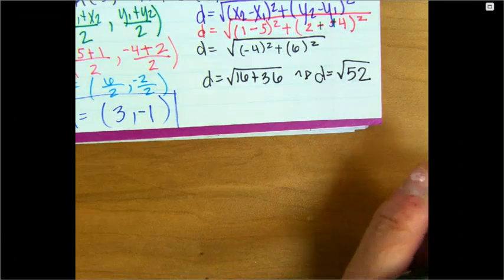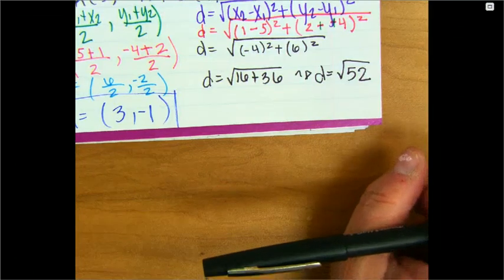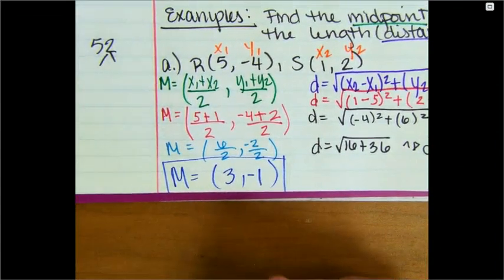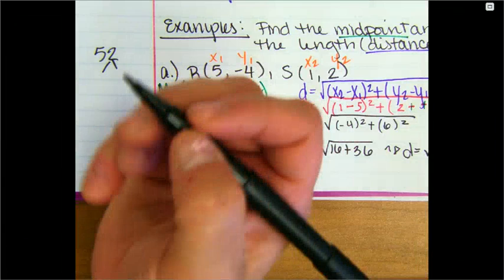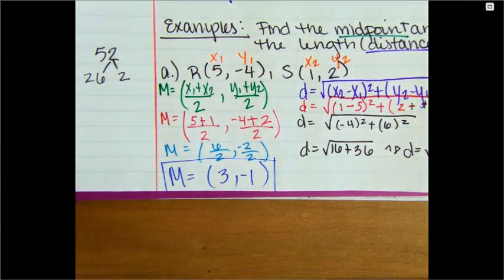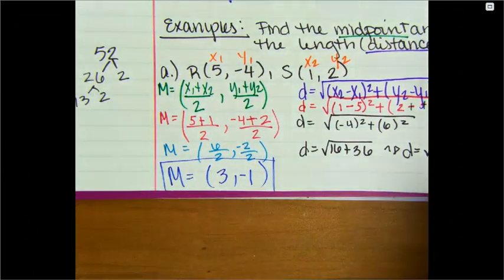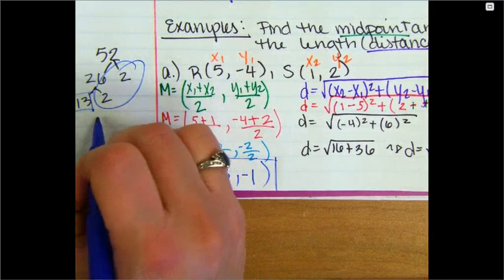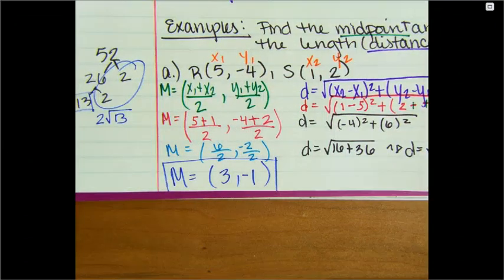Okay, who had radical 52? You're good so far? Now, remember you have to give me a simplified radical. How do we do simplified radical? Factor tree. So go factor tree your 52 on the side. Ask yourself what goes into 52? 26 and 2 and 2. What goes into 26? 13 and 2. What do I circle? What do I box? So what do I write? 2 radical 13.